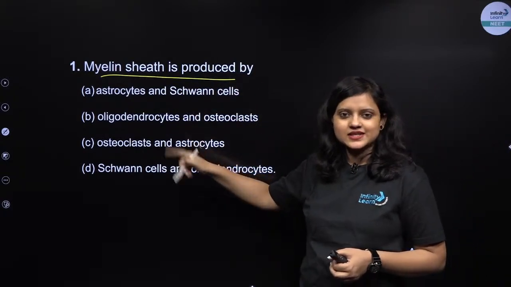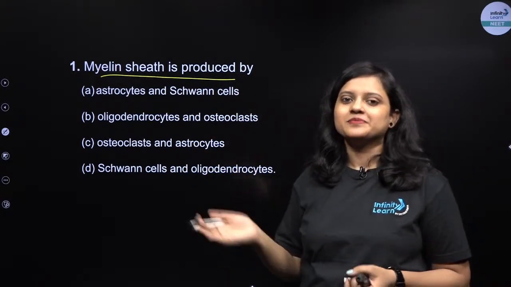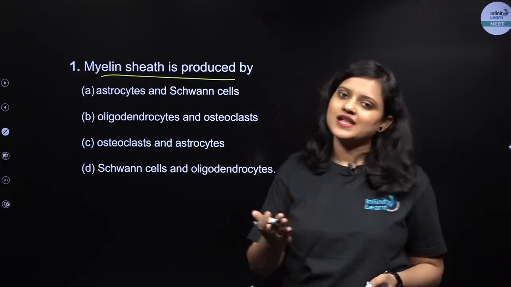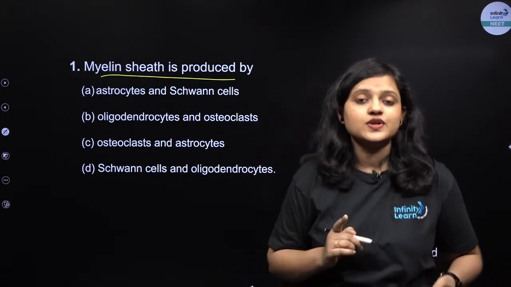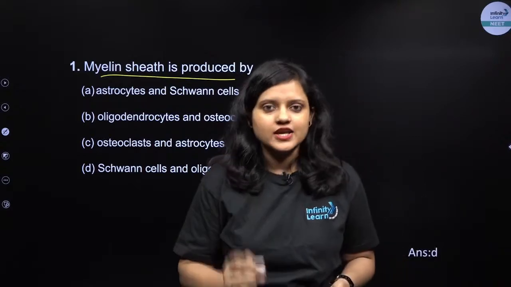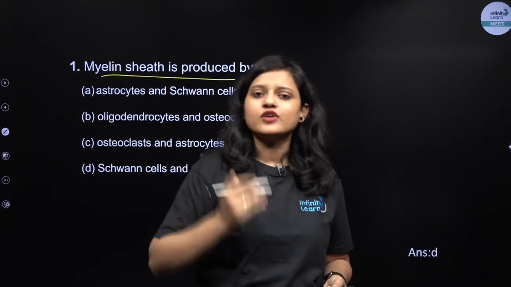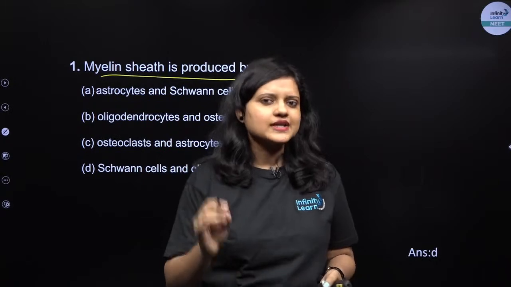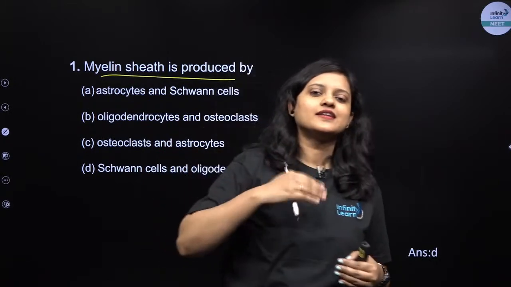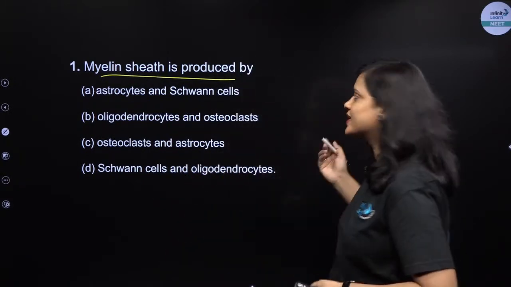Myelin sheath in the peripheral nervous system is produced by Schwann cells, right? But in the central nervous system it is produced by oligodendrocyte. And what is oligodendrocyte? It is a neuroglial cell. So recall neuroglial cells. Let's see what are neuroglial cells.